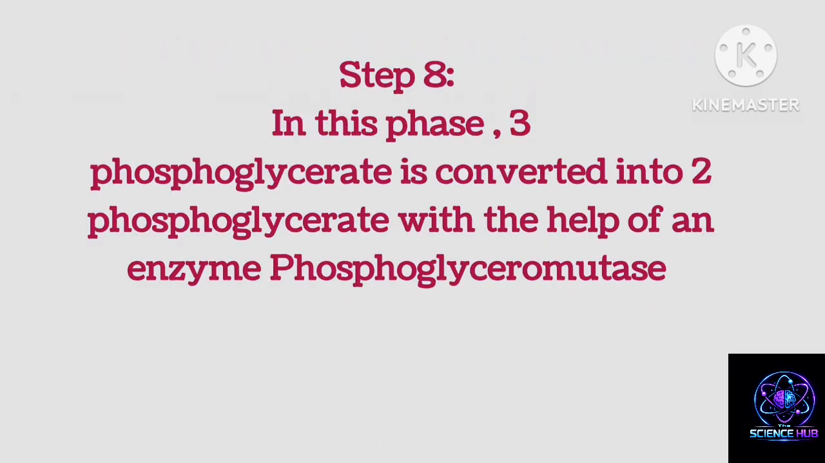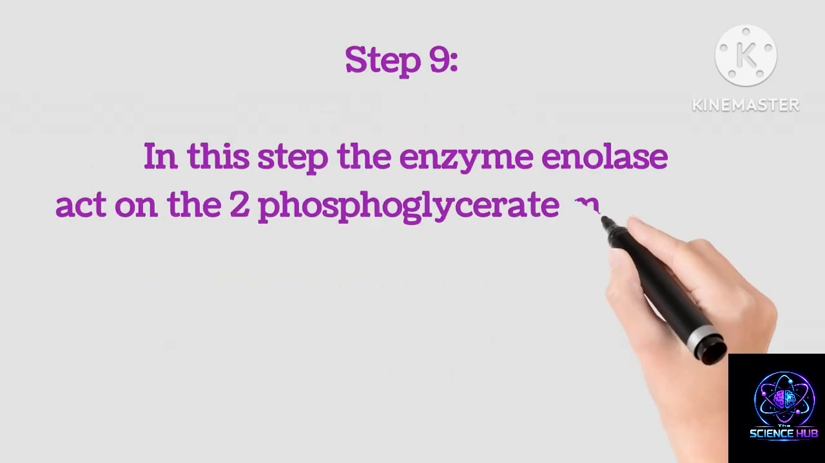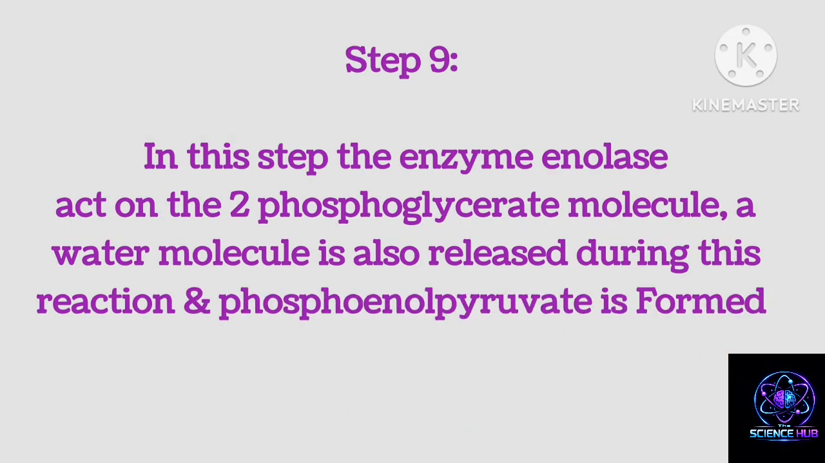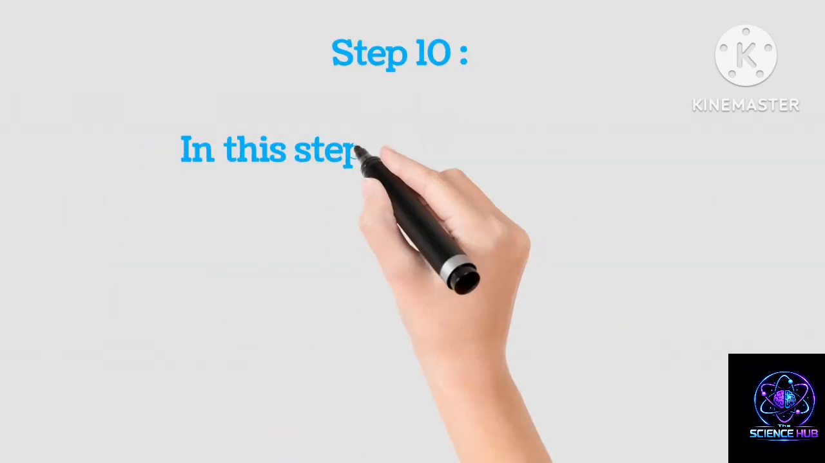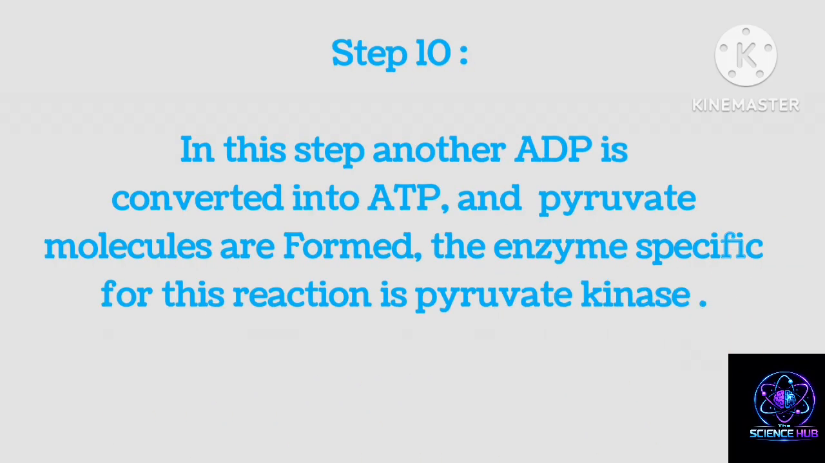Step 8. In this phase, 3-phosphoglycerate is converted into 2-phosphoglycerate with the help of an enzyme phosphoglyceromutase. Step 9. In this step, the enzyme enolase acts on the 2-phosphoglycerate molecule. A water molecule is also released during this reaction, and phosphoenolpyruvate is formed. Step 10. In this step, another ADP is converted into ATP and pyruvate molecules are formed. The enzyme specific for this reaction is pyruvate kinase.